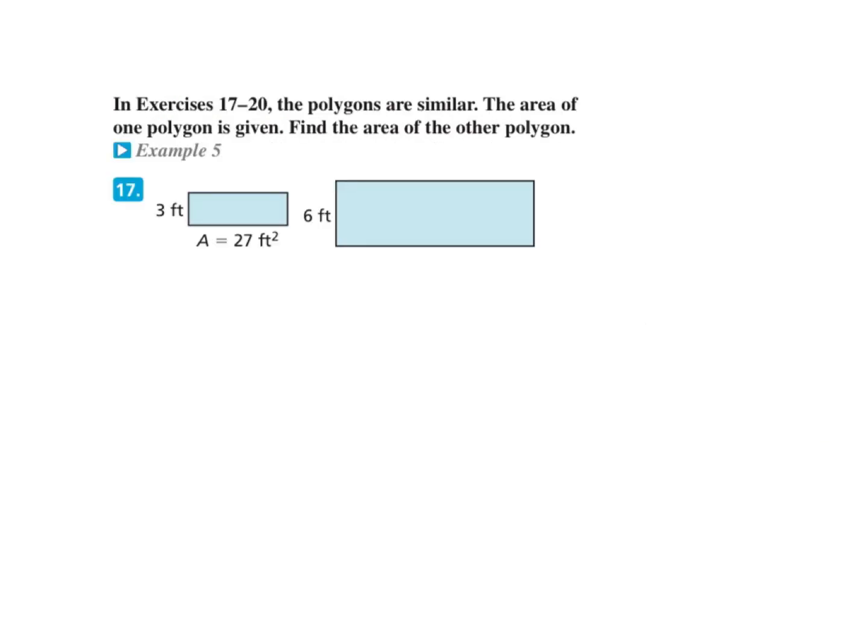Okay, now 17 through 20. The polygons are similar. The area of one polygon is given. Find the area of the other polygon. Okay, so areas are already squared. So the area of the smaller one is to the area of the bigger one as the length of the sides are to each other, of the small one to the large one. But you have to square these values, okay?